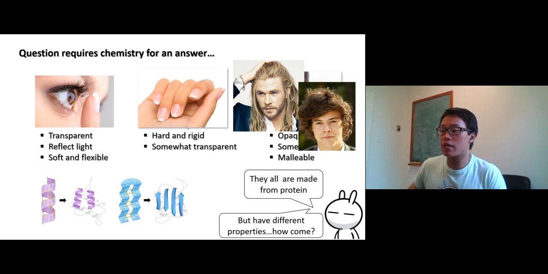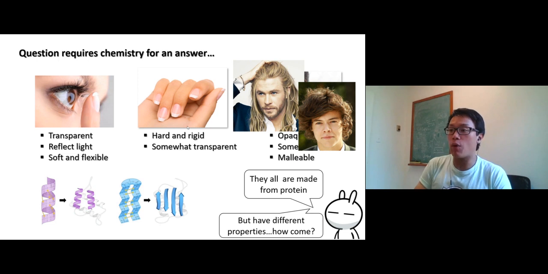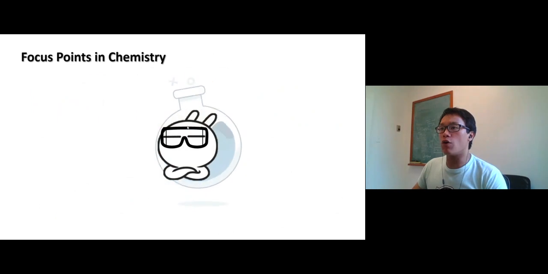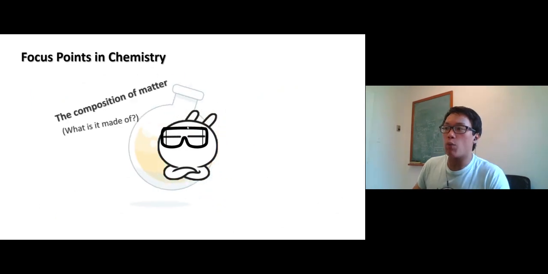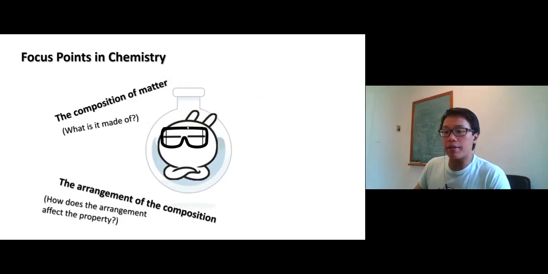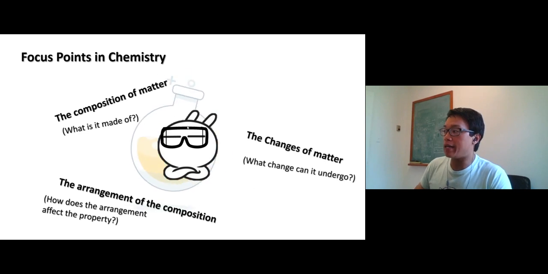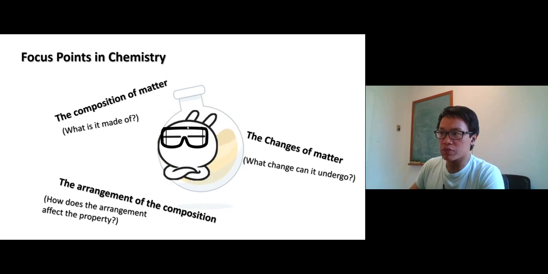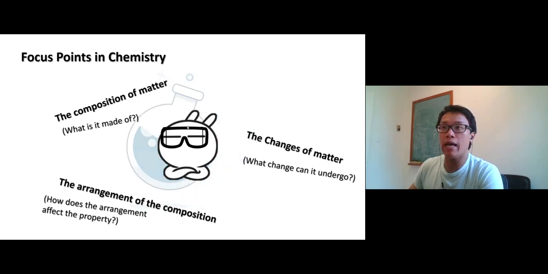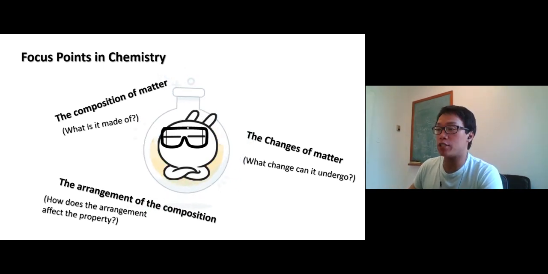But chemists usually ask, what are these made of? What are the properties? They have different properties, right? And can we change them chemically? What do they do? All right. So the focus of chemistry is the same: what it is made of, the composition, the properties of matter, and the changes, chemically. That's what we are interested in, or study, in chemistry.